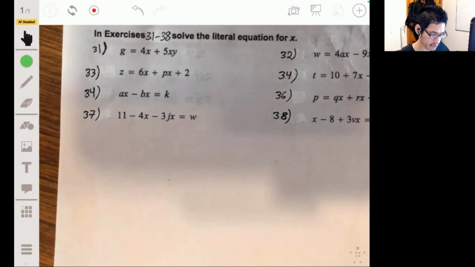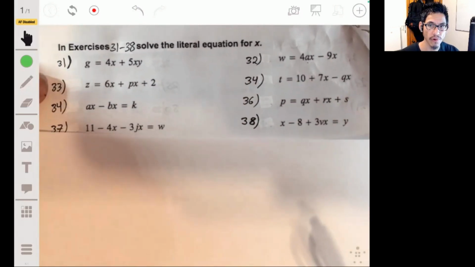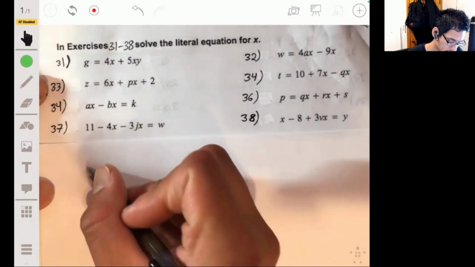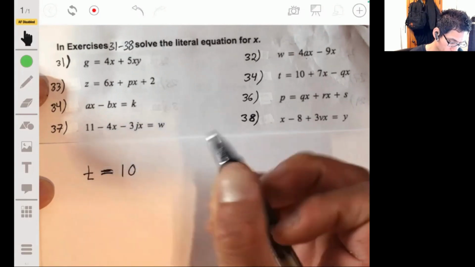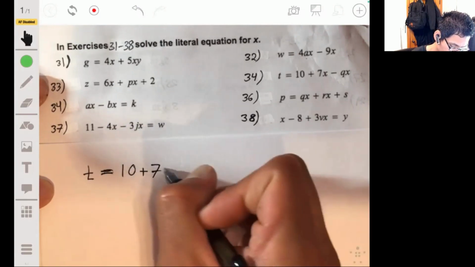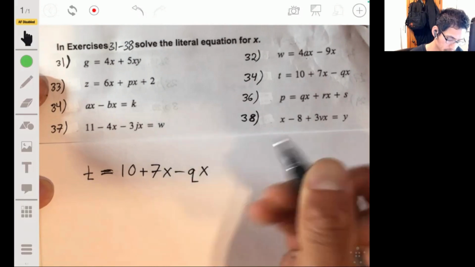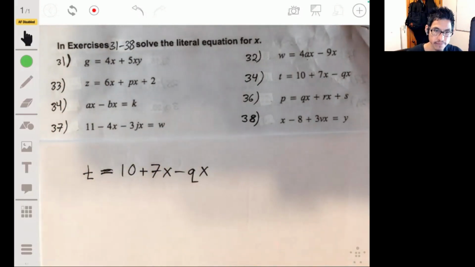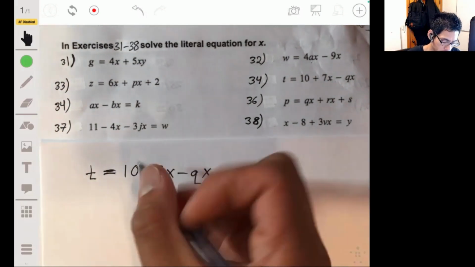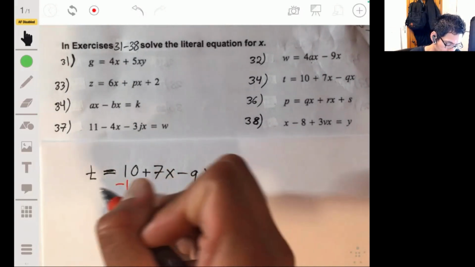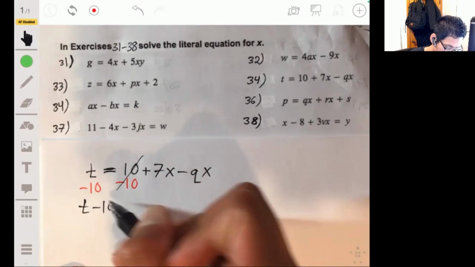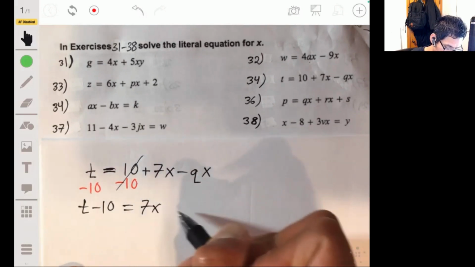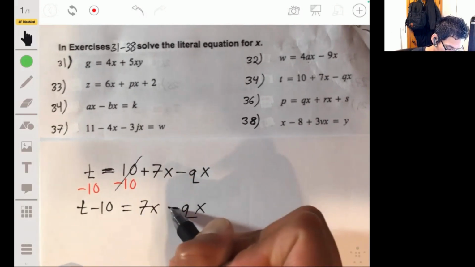All right, getting close. 34. T equals 10 plus 7x minus qx. Start off by subtracting 10 from both sides. T minus 10 equals 7x minus qx.